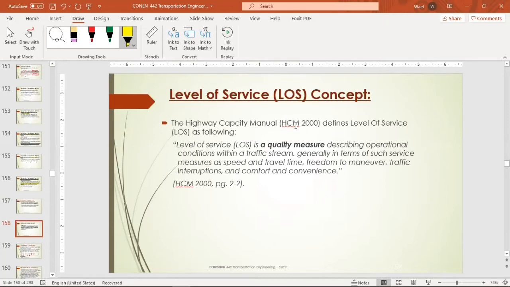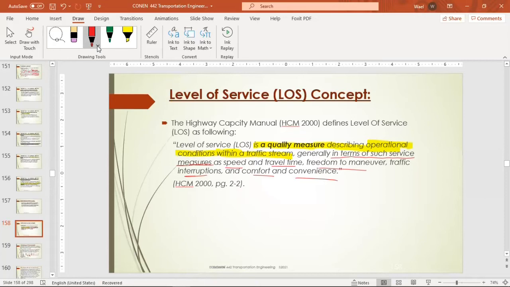So the definition of level of service according to the Highway Capacity Manual: it's a quality measure. It says here, level of service is a quality measure describing operational conditions within a traffic stream, generally in terms of such service measures as speed and travel time, freedom to maneuver, traffic interruptions, and comfort and convenience. That's a very important part.